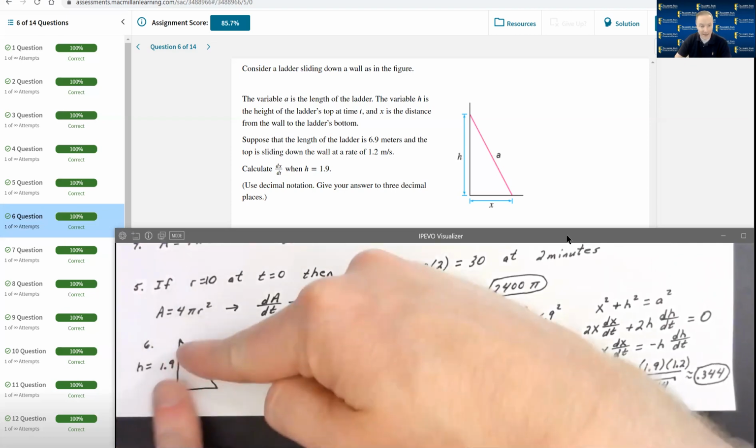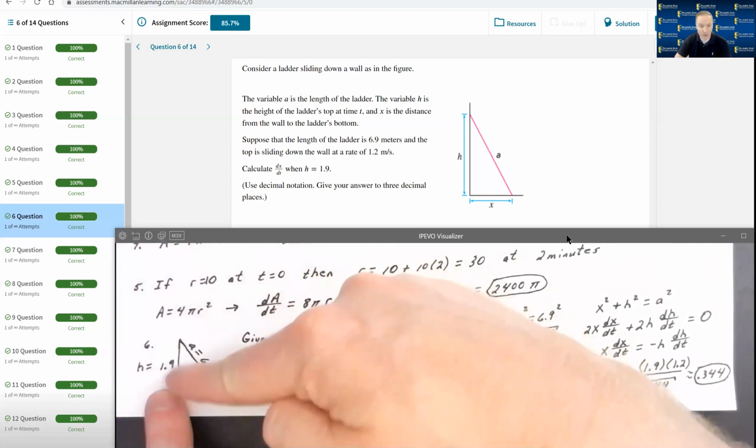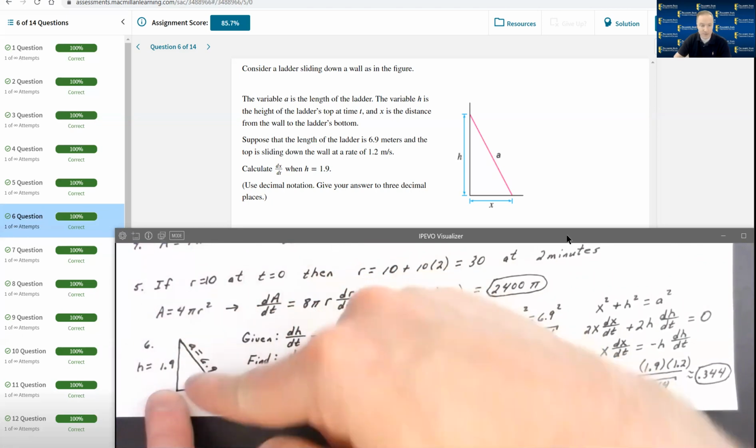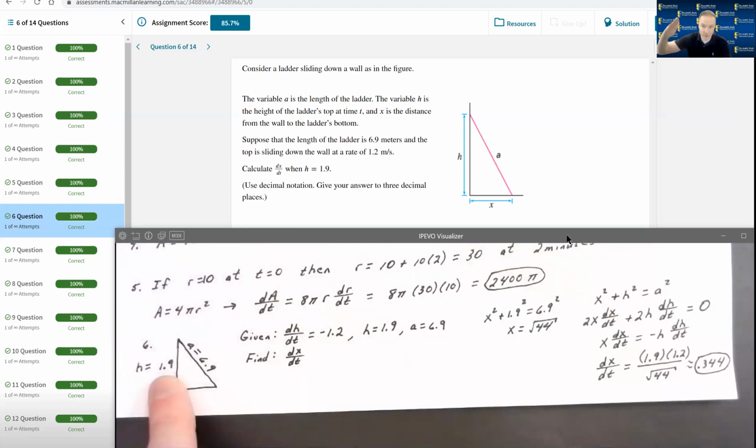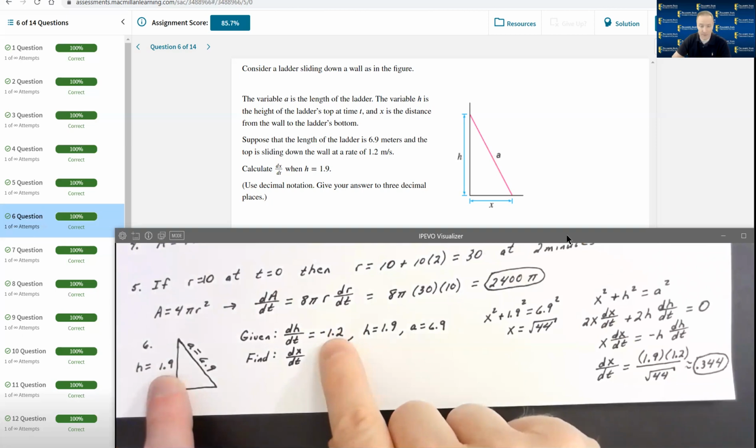Now, if that ladder is sliding down the wall at a rate of 1.2 meters per second, it's extremely important that you understand that the change in H with respect to time is negative 1.2 meters per second. H starts off at 1.9 meters in this problem, but we know it's moving down the wall. So please don't put that as positive 1.2 here. It's going to cause you to get it wrong. You need to understand it's negative because H is decreasing in length.